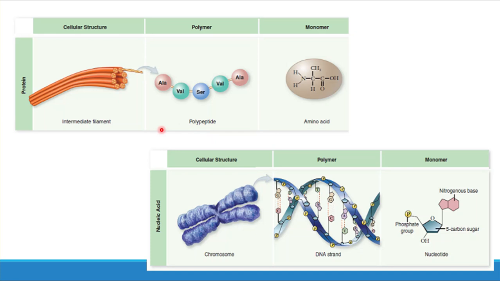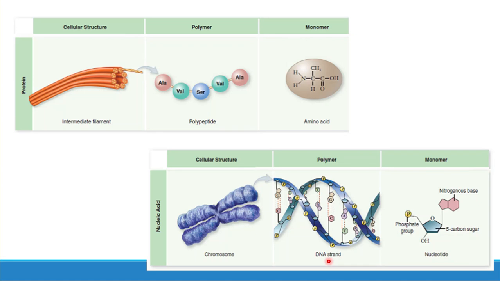The final macromolecule that we mentioned was nucleic acid. When we talk about nucleic acid, my monomers are nucleotides. Nucleotides are my letters: A, T, G, and C. When I string those letters together, I can make something like DNA, or I can make something like RNA.